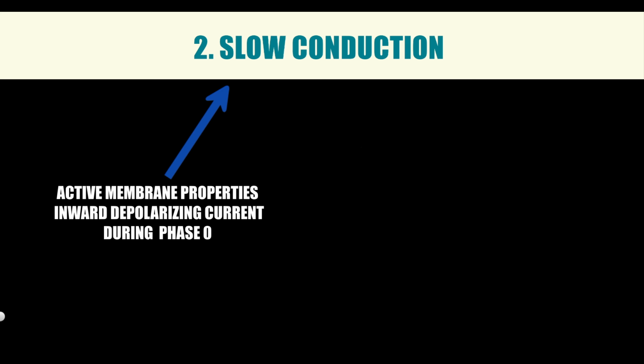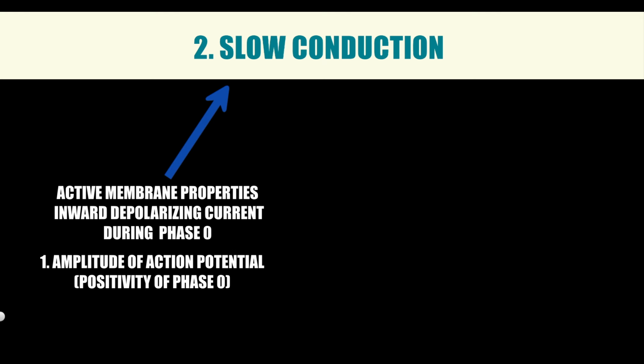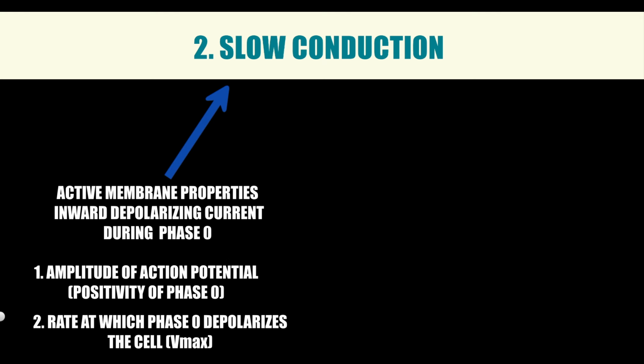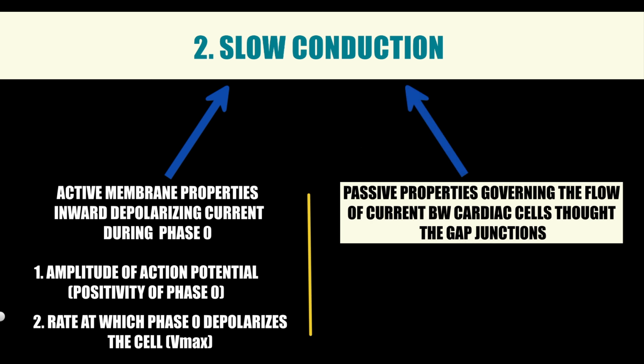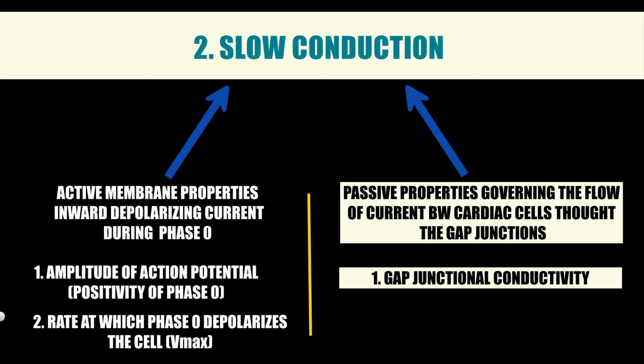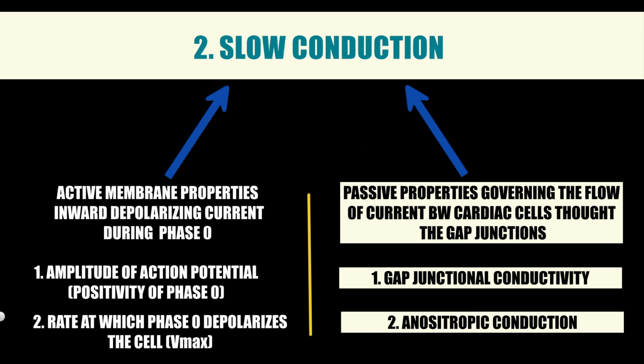A slow conduction velocity can be a consequence of changes in active membrane properties, which determine the characteristics of the inward current depolarizing the membrane, especially during phase 0. That includes the amplitude of the action potential or the rate of phase 0. Or it can also be a consequence of changes in passive properties, governing the flow of current between the cardiac cells through the gap junctional channels. Both mechanisms often participate simultaneously.